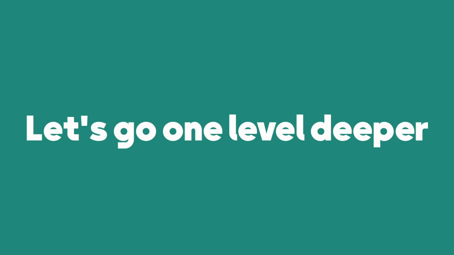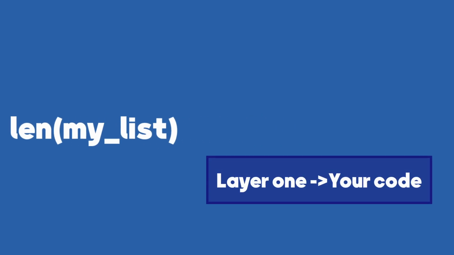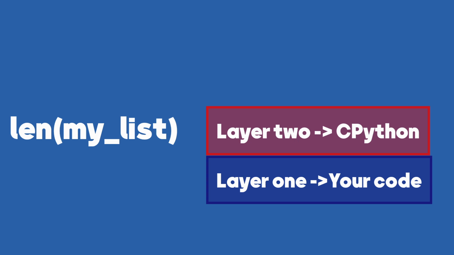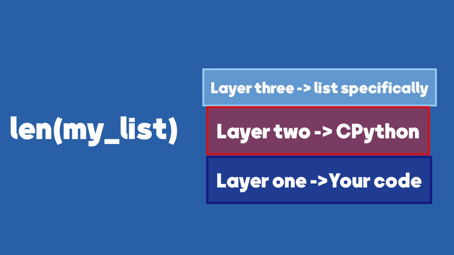Let's go one level deeper. When you write len(my_list), what actually happens inside Python? Layer 1, your code. You call len, simple. Layer 2, CPython, the engine running your Python code, takes over. It finds len, it sees it's a built-in function, and it calls something internally called PyObject_Size, okay? Layer 3, for a list specifically.